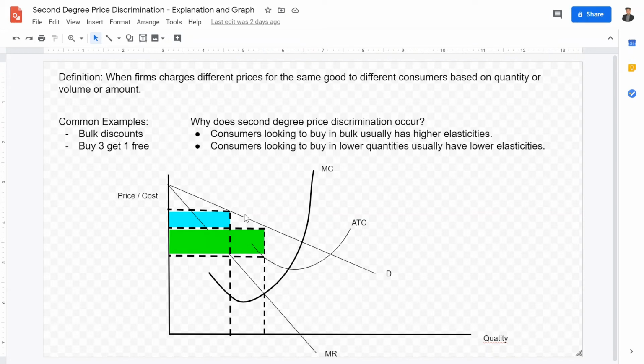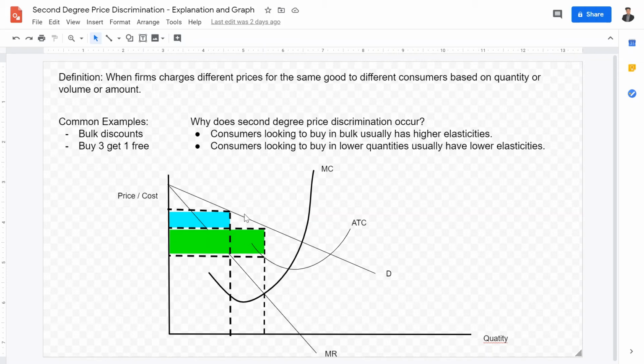Now, if you look at two different consumer groups, let's say families and bachelors, okay, families will like to buy toilet paper in bulk, right? Because they have more people. However, families usually are more elastic when it comes to such products, because they have less disposable income when compared to a bachelor, which is a lot more inelastic. Price changes in toilet paper do not actually affect their demand for toilet paper as much.